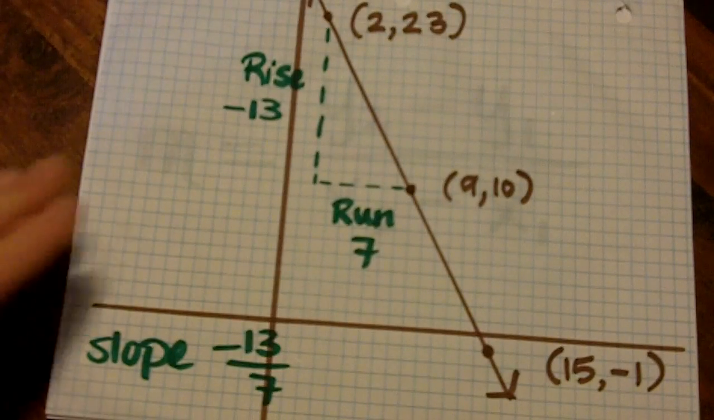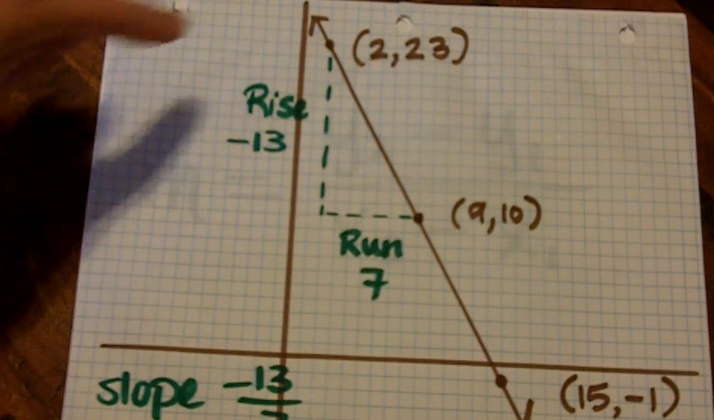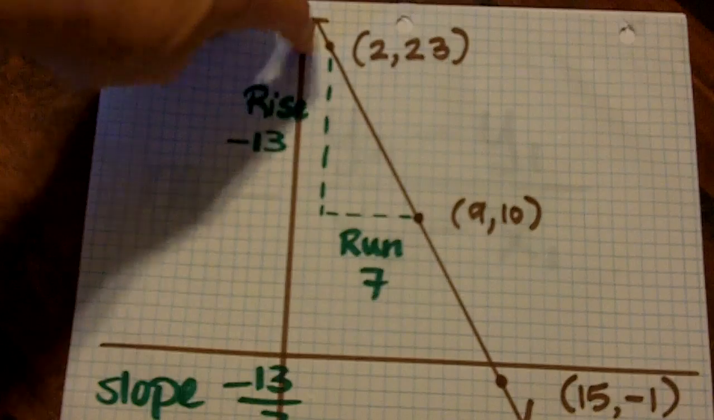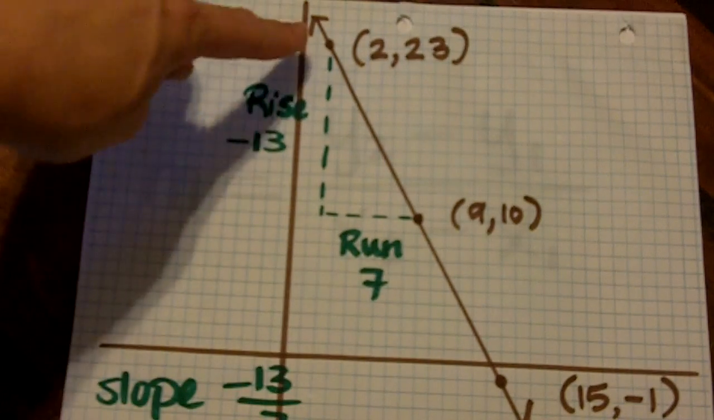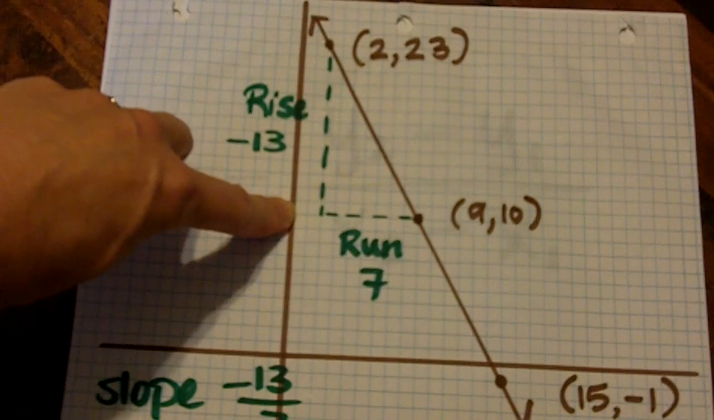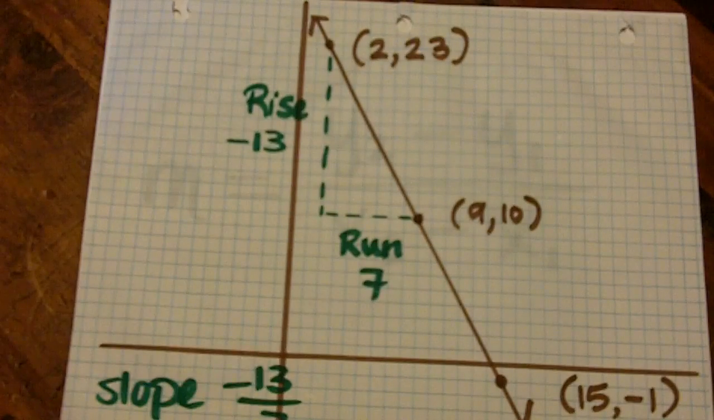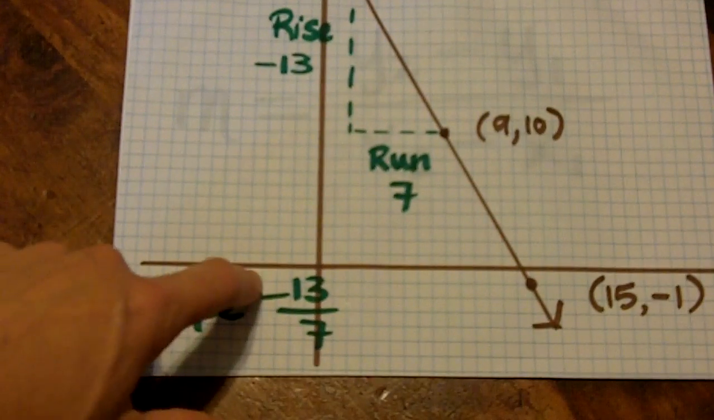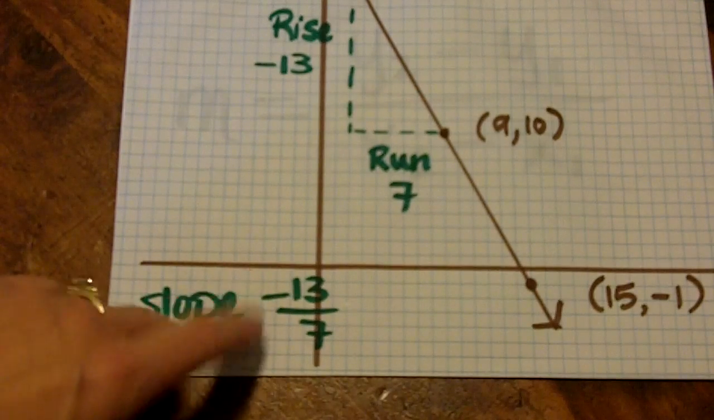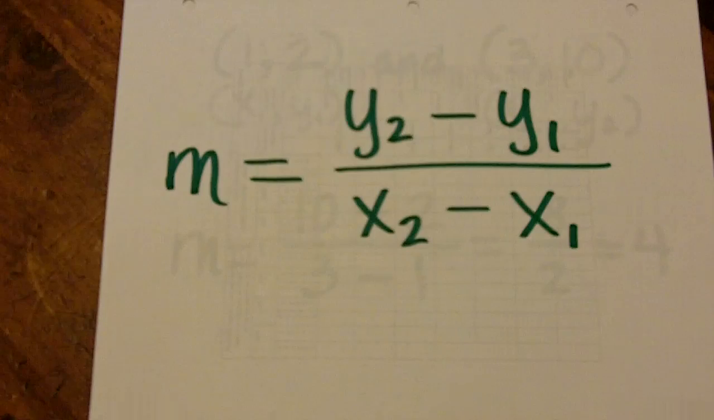So let's look at this graph. This one doesn't really have anything pretty to deal with. But if we go from this point L to this point R, or the point on the left to the point on the right, we rise, actually going down, 13. So our rise is a negative number, and our run is 7. So our slope is equal to the rise divided by the run, or negative 13 divided by 7. Not a pretty number, but it works.